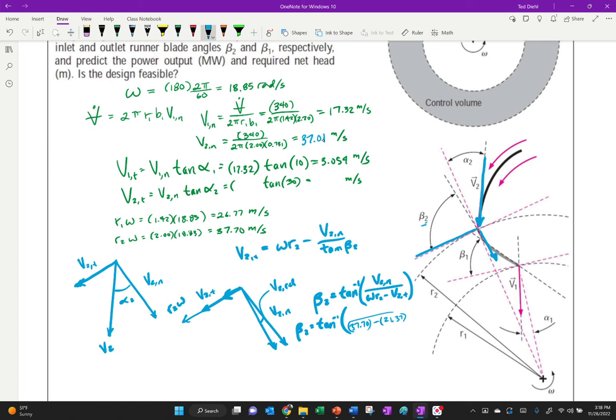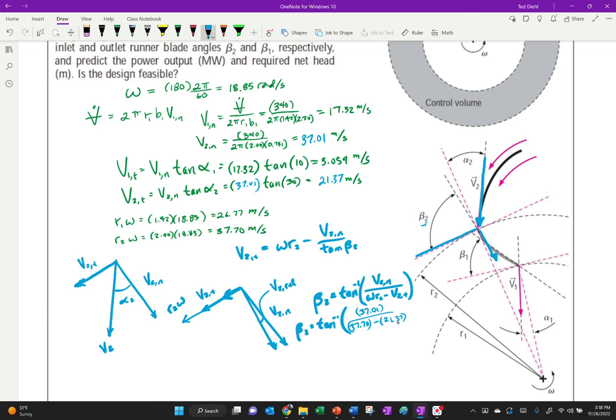37.01. Should have just written that all along. 37.01. And then this was correct, 21.37. So yeah, they were very close to each other right there, weren't they? That's one of the reasons why I got confused.